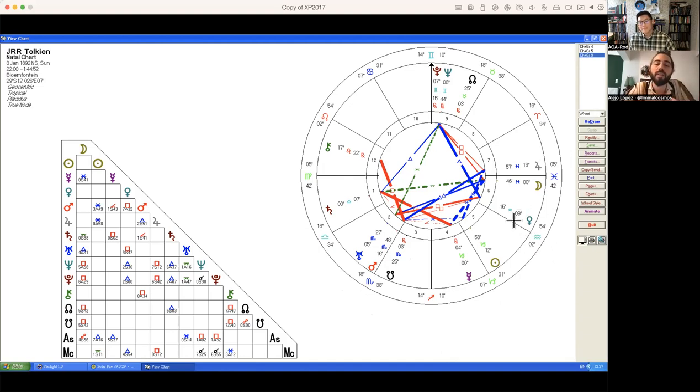Then we have Neptune, who is also one of the rulers of Pisces. So you would say that Pisces is co-ruled by Jupiter and Neptune. And then we have Pluto, who is one of the rulers of Scorpio. So we would say that Scorpio is co-ruled by Mars and Pluto.